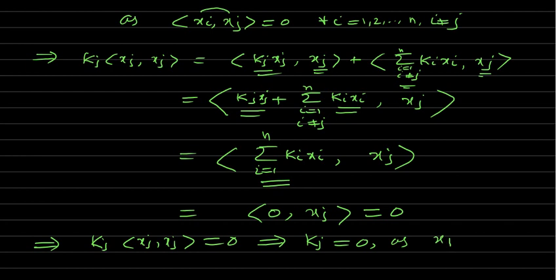as this x_g is not equal to 0 because we have non-zero vectors. So the inner product of x_g with x_g is not equal to 0.